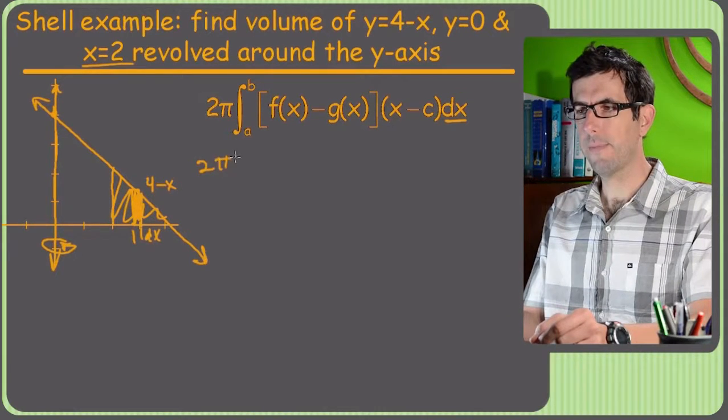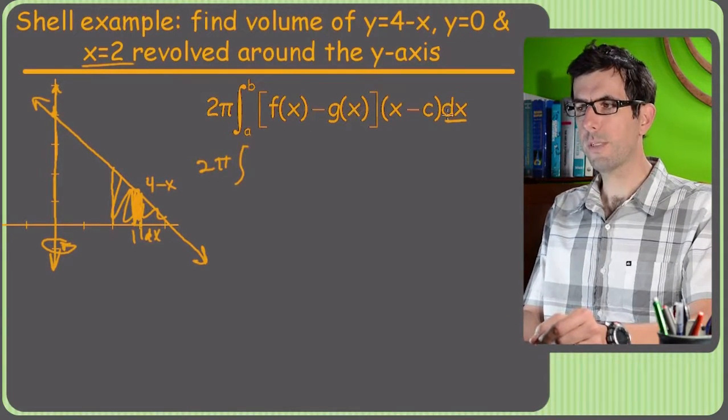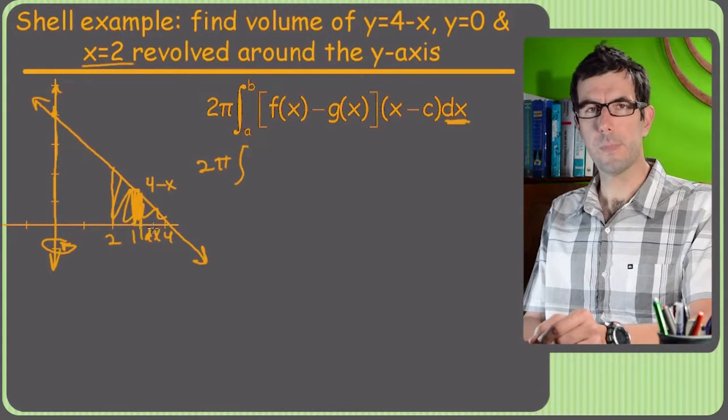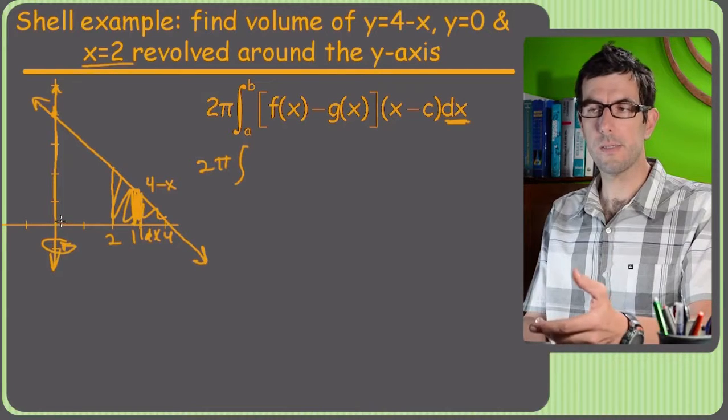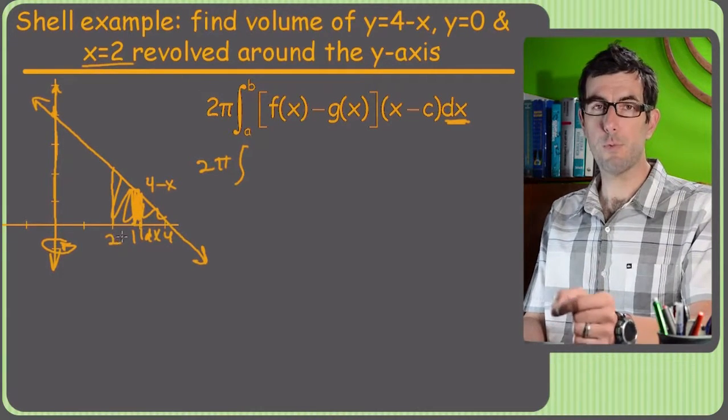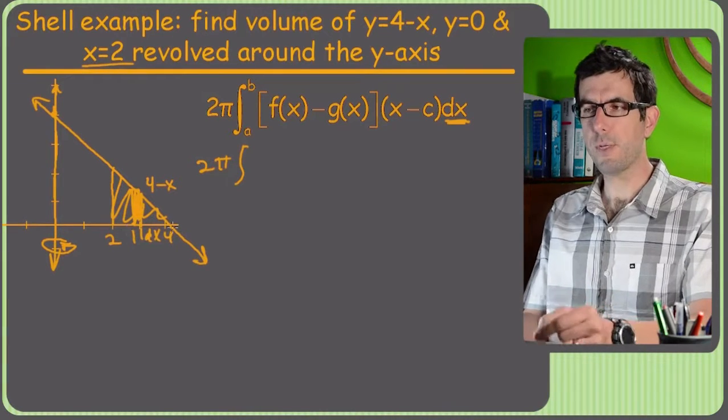So we got 2 pi times the integral. So what does x cover? Well, in this case, it only goes from 2 to 4. So even though my spin axis is all the way over here, my region is what determines the limits of integration, and that's just from 2 to 4.